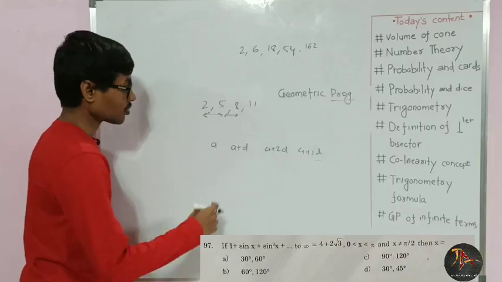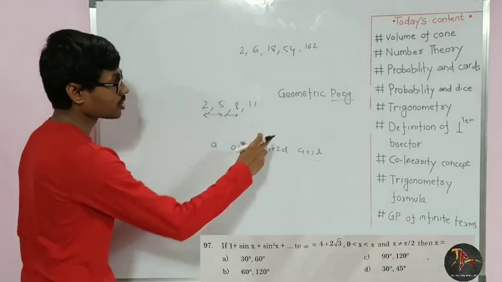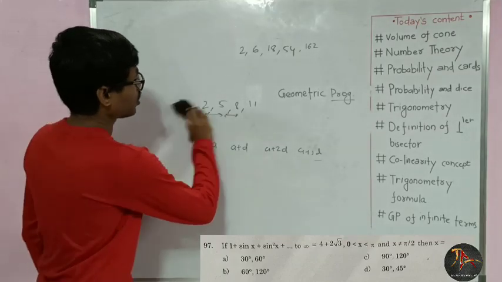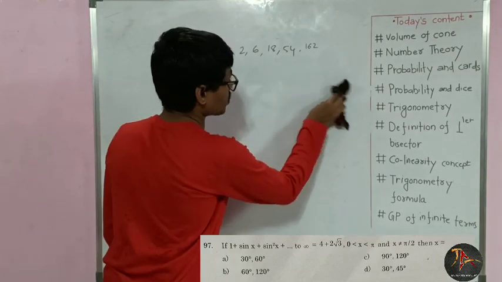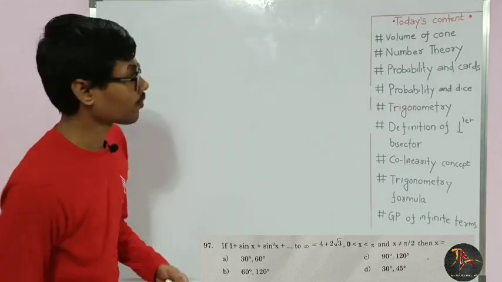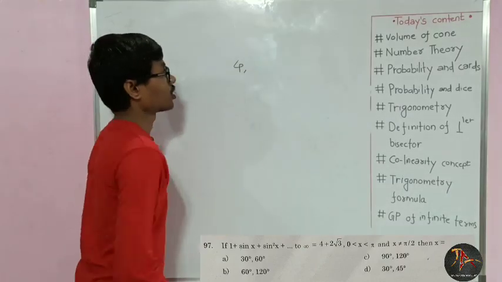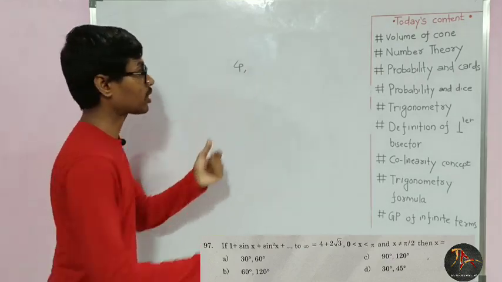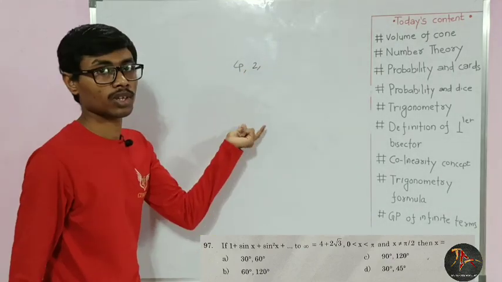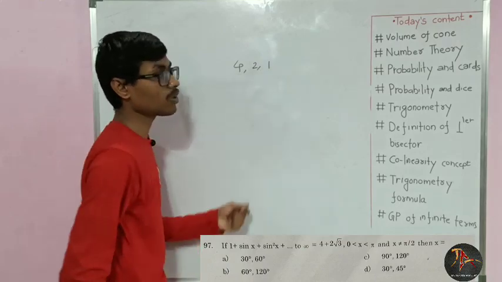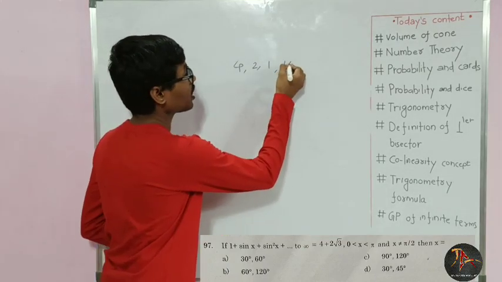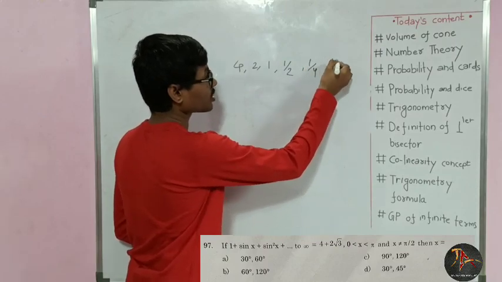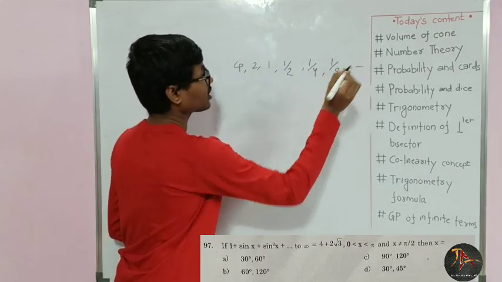Now if the common ratio is less than 1, suppose the first term is 4 and the common ratio is 1 by 2, then the next term will be 4 into 1 by 2, which is 2. The next term will be 2 into 1 by 2, which is 1. The next term will be 1 by 2, then 1 by 4, then 1 by 8, and so on.